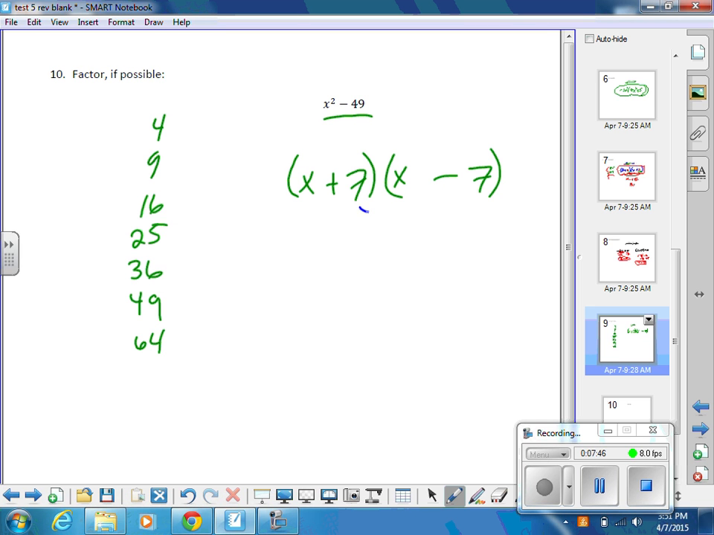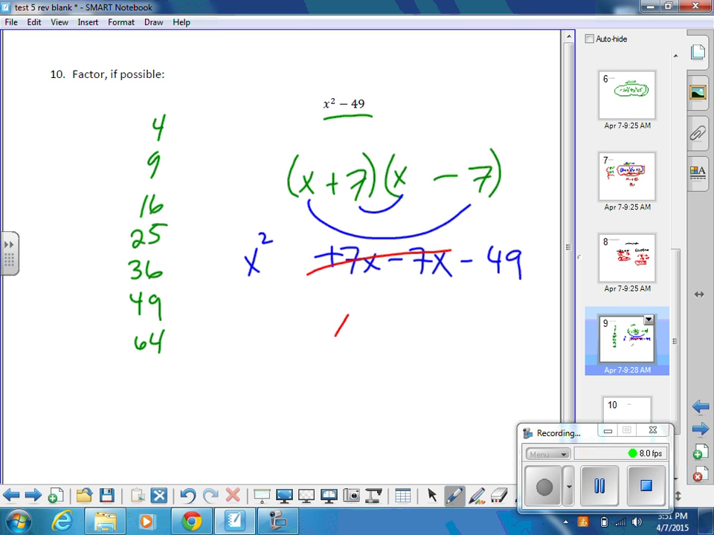Let's test our O and I of FOIL. I get plus 7x minus 7x. So if I actually sat here and FOILed out this whole thing, I would have got x squared, and then I would have got minus 49. What happens here in the middle? They cancel. Put these two together, that's what I get. So this does work out, okay?